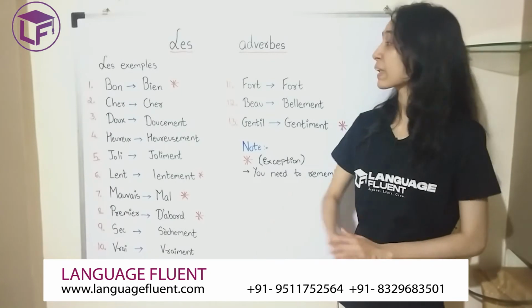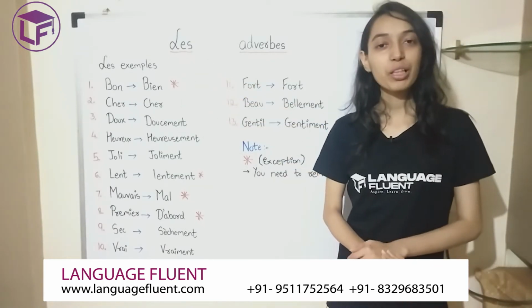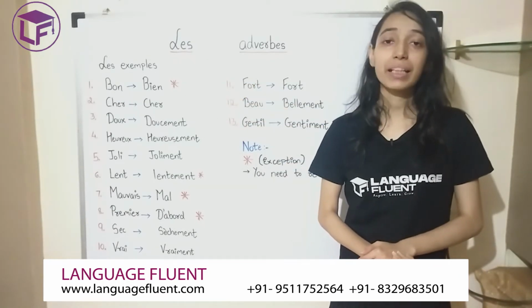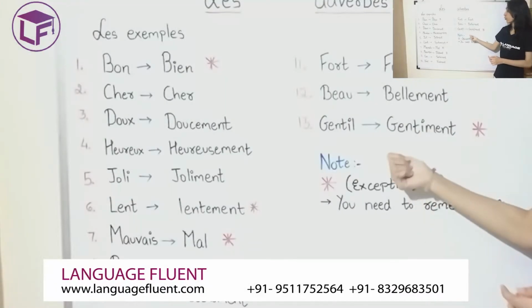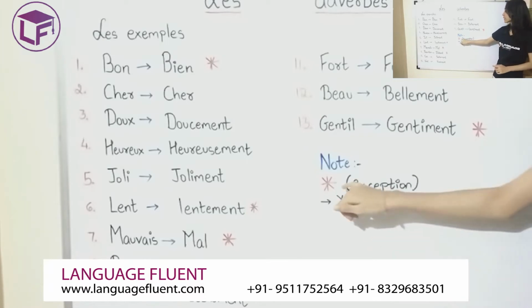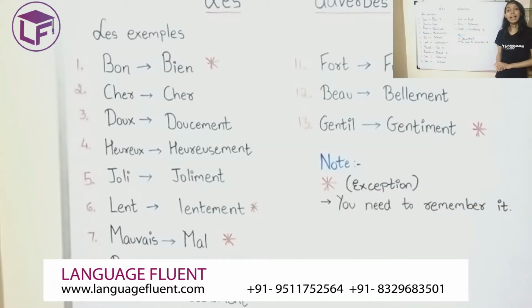Maintenant, on va regarder quelques exemples. So now we will look at a few examples so that you get a clear idea how to make an adverb. So here we have a note. Wherever I have put a star mark, it means that's an exception. So you need to remember it as it is. You need to memorize that.